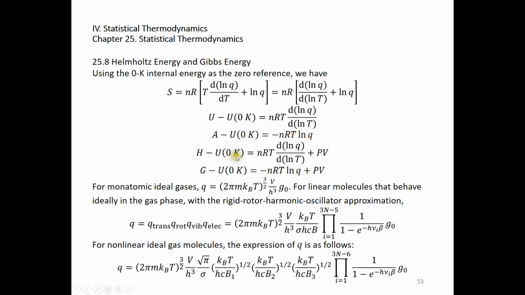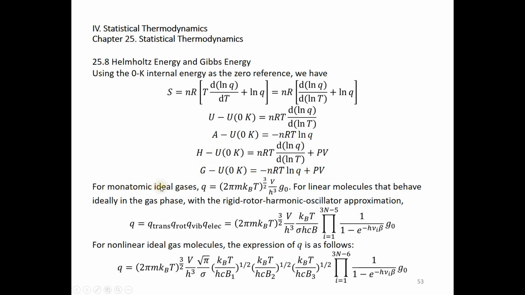Enthalpy minus 0K internal energy is nRT times d ln q over d ln T plus PV, just because H and U differ by PV. G minus 0K internal energy is negative nRT ln q plus PV, just because G and A differ by PV.